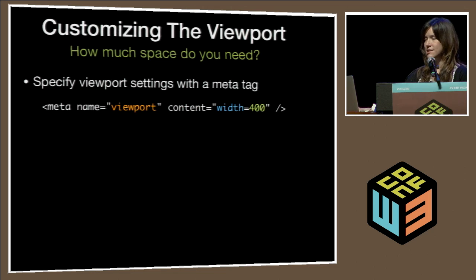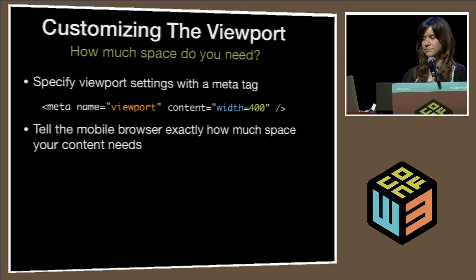So here is an example meta tag for the viewport. It's meta name equals viewport, and content, and here I'm setting the width equal to 400 pixels. So I'm telling the browser that I'm going to need 400 pixels across to lay out my page.